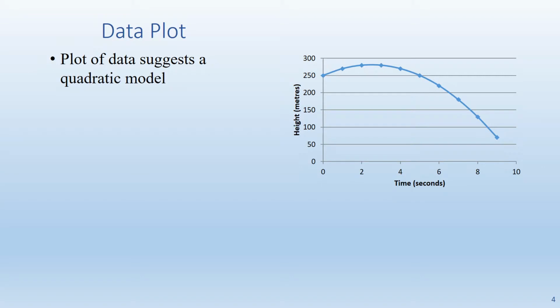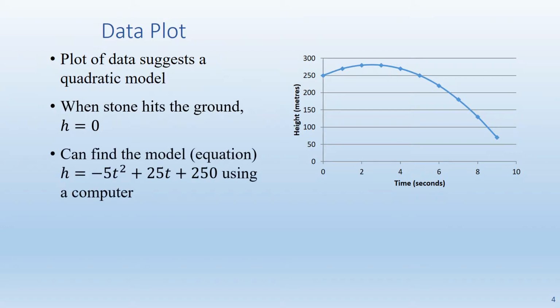We can plot the data and get a graphical representation of the relationship. We're asked when the stone hits the ground, so the height is 0 there. So really what we're looking for is where that graph will meet the time axis. If we extended that curved line, it looks as though it's heading towards 10 seconds.